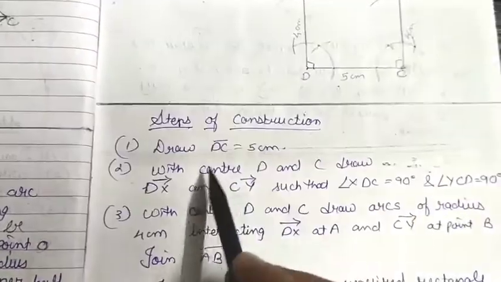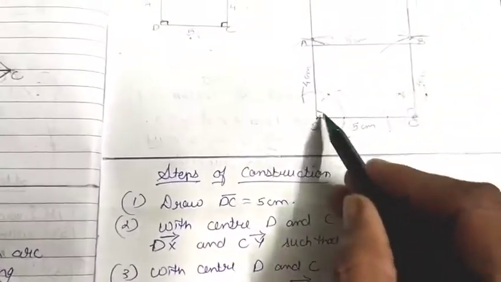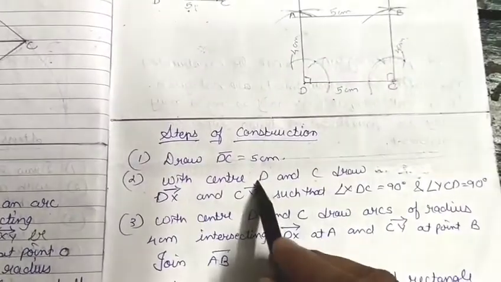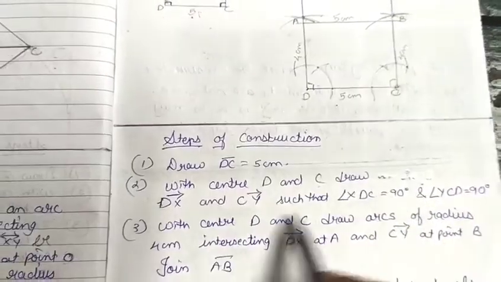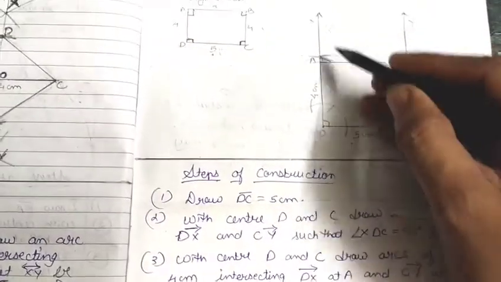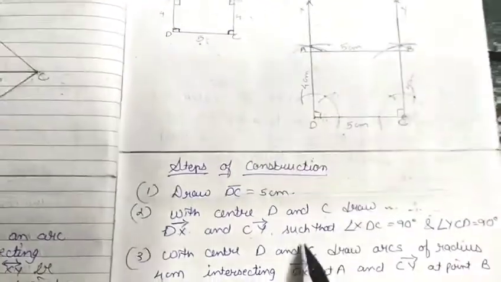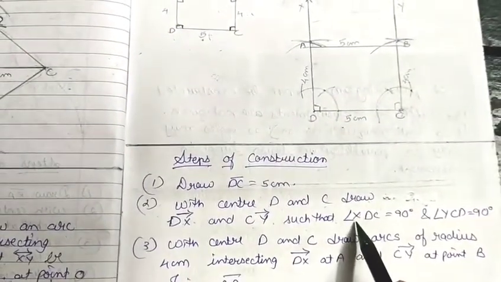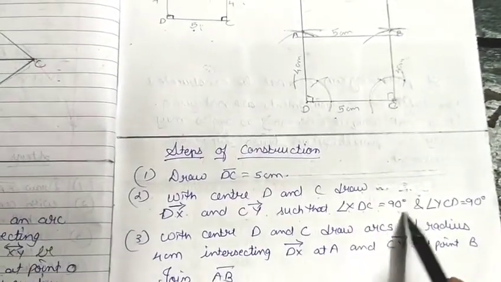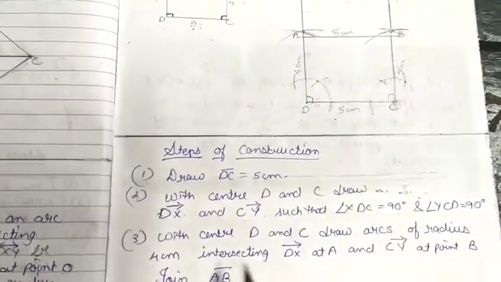First, for this base, draw DC equal to 5 cm. Then we center D and C. As we all know, both angles are 90 degree, so we will write both steps together. With centers D and C, draw ray DX and ray CY such that angle XDC is 90 degree and angle YCD equals 90 degree.